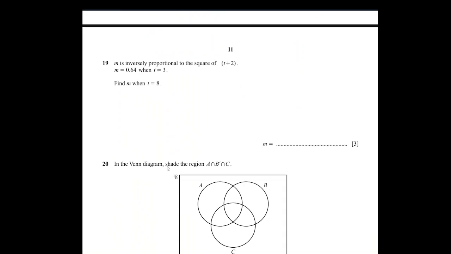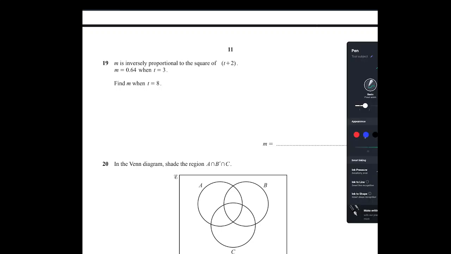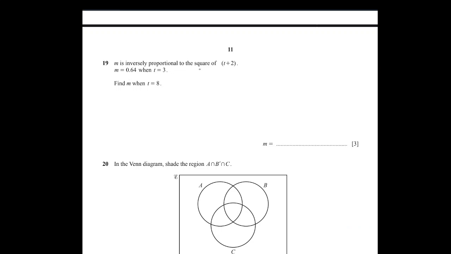Question number 19. M is inversely proportional to the square of t plus 2. M is equal to 0.64 when t is equal to 3. Find m when t is equal to 8. Okay, the proportionality is given to us. M is inversely proportional to square root of, inversely means you have to write it like this, square root of t plus 2. Now the proportionality can be changed into an equation by multiplying a constant to this term, k times 1 by root t plus 2. This will be the equation.